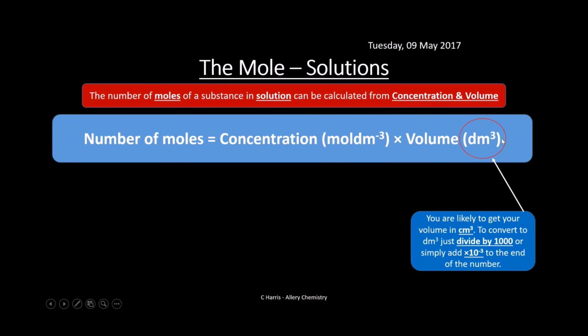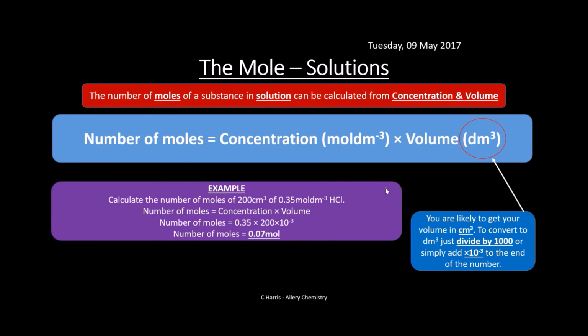Your volume must be in decimeters cubed, but if they give it to you in centimeters cubed, you need to divide by 1,000. You can just add times 10 to the minus 3 to the end of the volume in centimeters cubed, and that will convert it into decimeters cubed already. And you'll see my example here, what I've done.